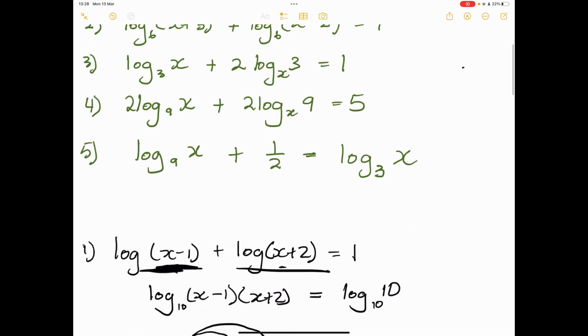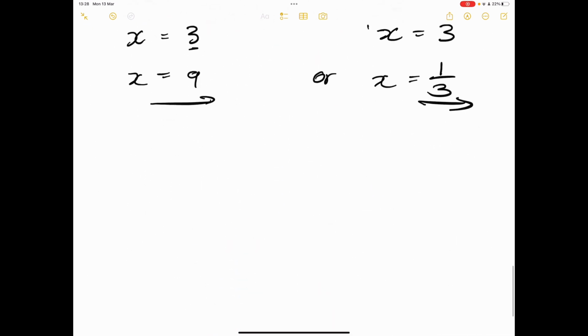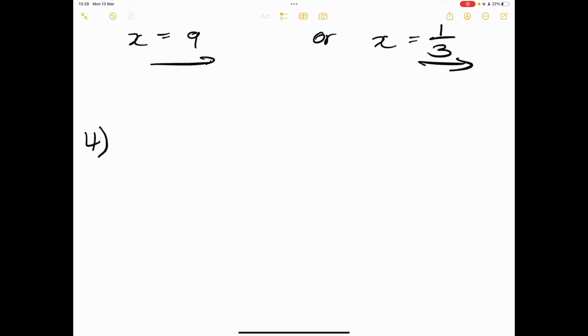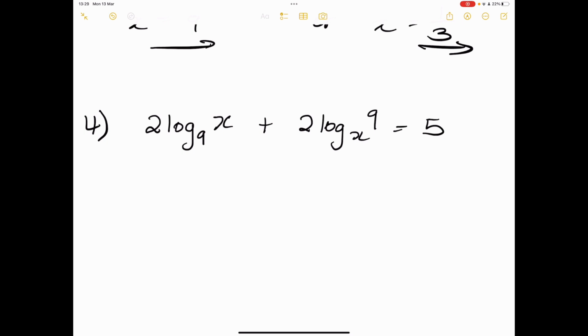On the next one, you've got 2 log, or rather 9. So that's a 9 there. So 2 log x base 9 plus 2 log 9 base x. Let's go on to the fourth one, and I'm sure that you've got it by now. So we've got 2 log of x with a base of 9 plus 2 log of 9 base x, and we said this is equal to 5. Now once again, ladies and gents, I'm going to apply the very same principle. So we've got 2 log of x base 9, plus, on this one, I'm going to say this is the same as 2 over the log of 9 base 9 of x, this is equal to 5.